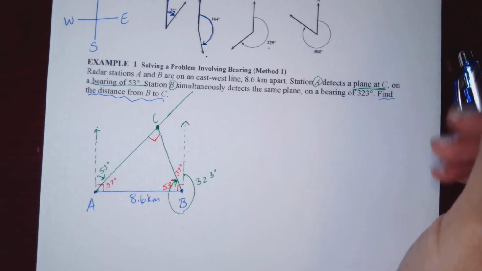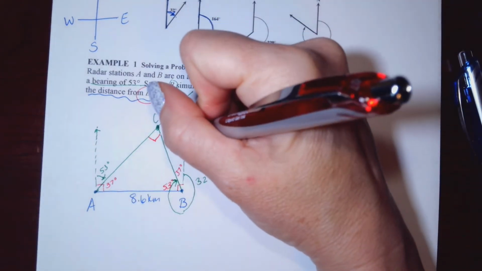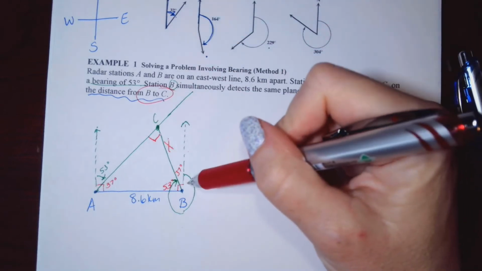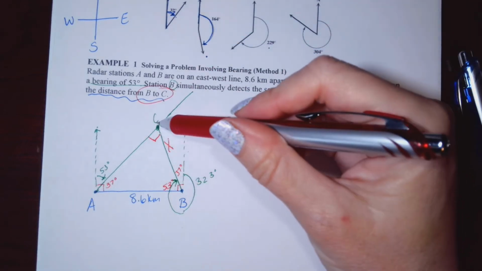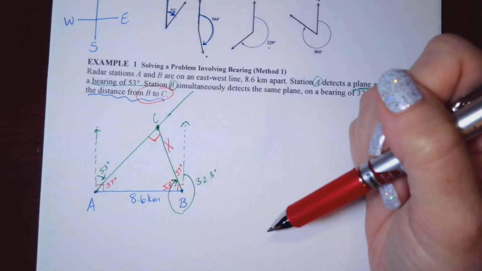What am I asked to find? I'm asked to find the distance from B to C. So this is my value that I'm asked to find. The distance from B to C. How far away from Radar Station B is the plane?